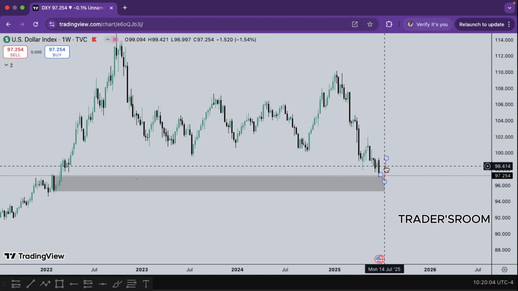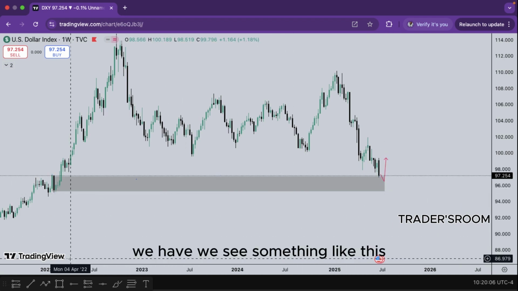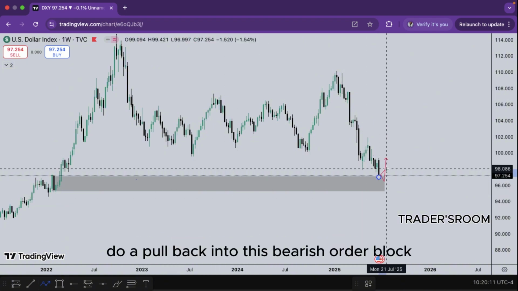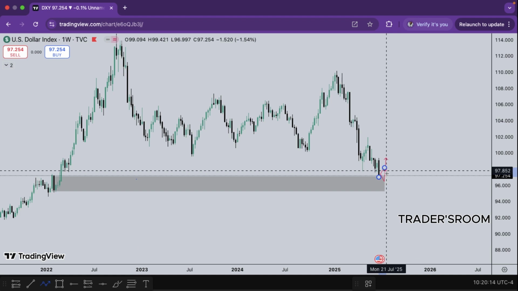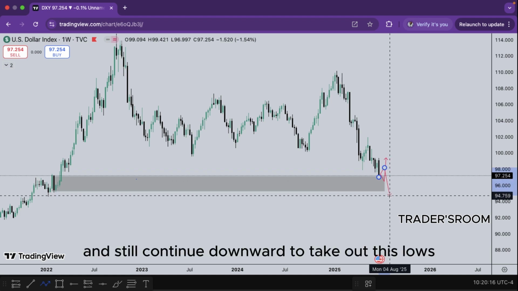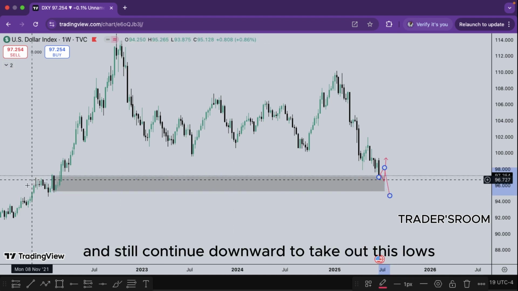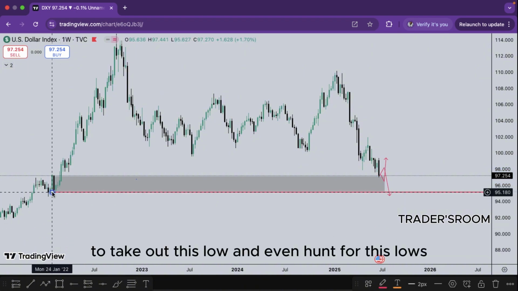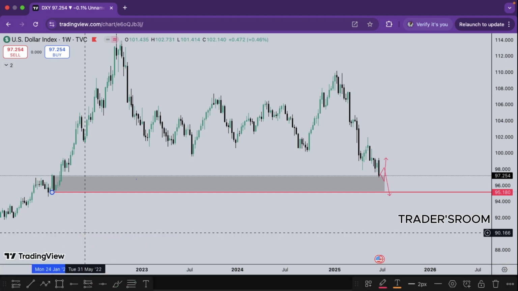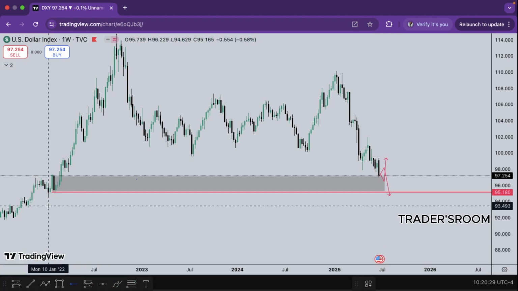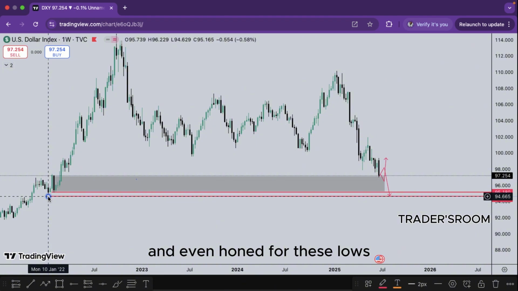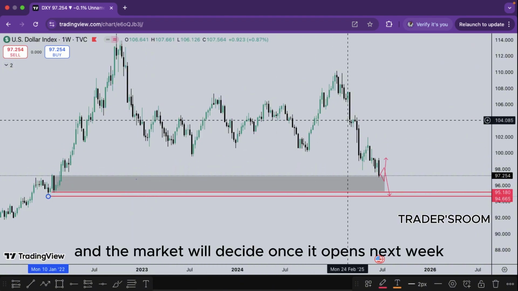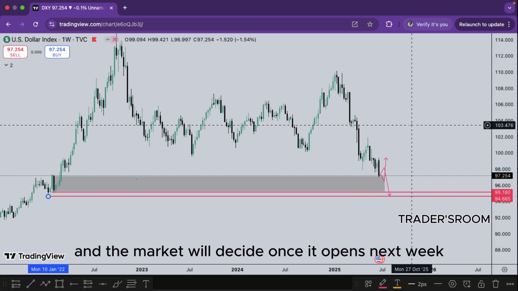Or we see something like this: we see Monday do a pullback into this bearish order block and still continue downward to take out these lows, this low right here, and even hunt for these lows. Which is pretty much okay, and the market will decide once it opens next week.